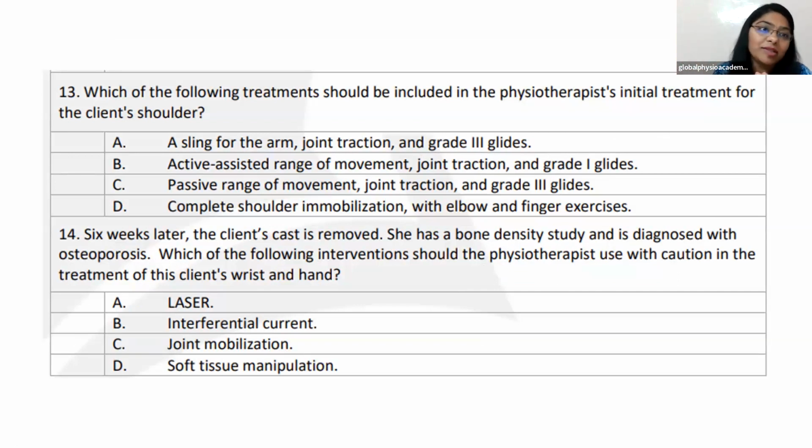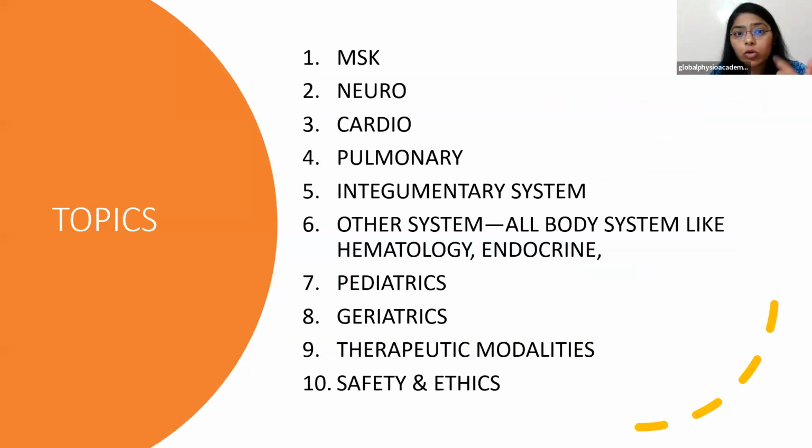Okay, so this is your PCE written exam. You have to prepare with this one. Topics: ortho, neuro, cardio, pulmonary, integumentary systems like the skin, dermatitis, psoriasis, burns, pregnancy. Other systems like hemophilia, sickle cell anemia, endocrine, diabetes, obesity, thyroid, parathyroid hormone, pediatrics, geriatrics, therapeutic modalities, ultrasound, TENS, ethics. So it is global. In my academy, I'm going to cover everything.